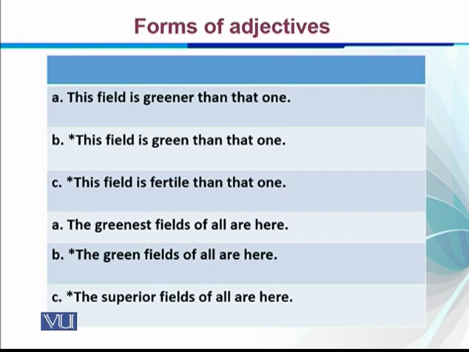This field is fertile than that. So again, fertile is incorrect. The greenest fields of all are here. It's correct. The green fields of all is incorrect. The superior fields of all are here. So again, incorrect because we do not use superior in this way.